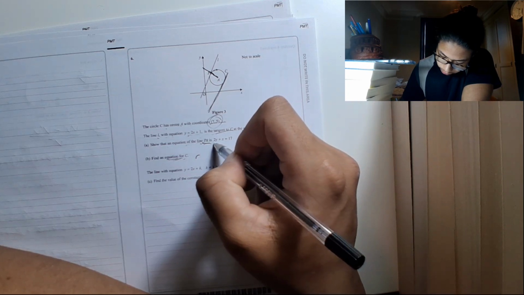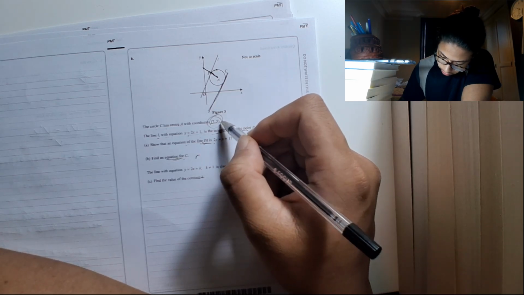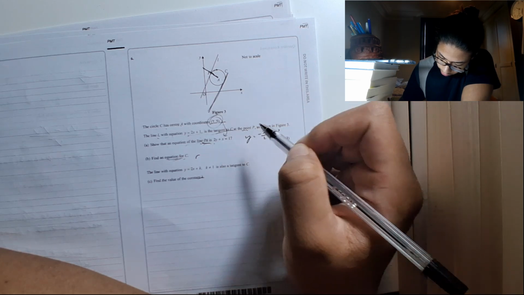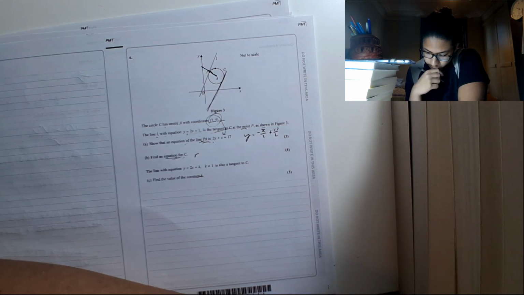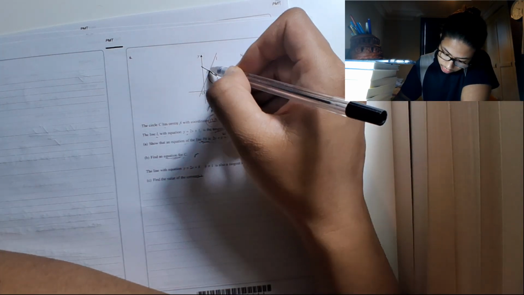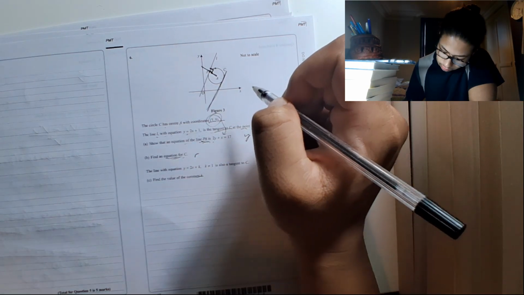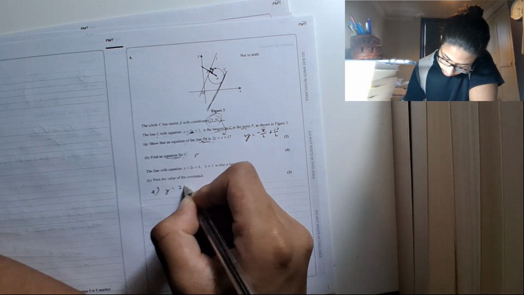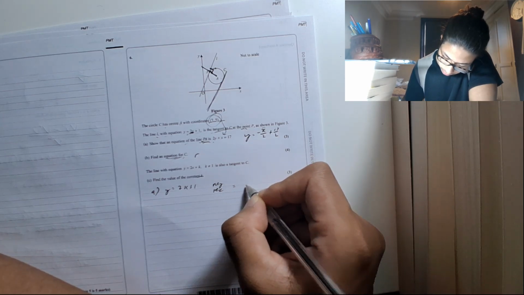I guess it's to show that. So if you sub this in, that would verify. I wouldn't show that. Oh, okay. This is going to be 90 degrees, so the gradient is going to be the negative reciprocal. So y equals 2x plus 1, so the negative reciprocal is minus a half.